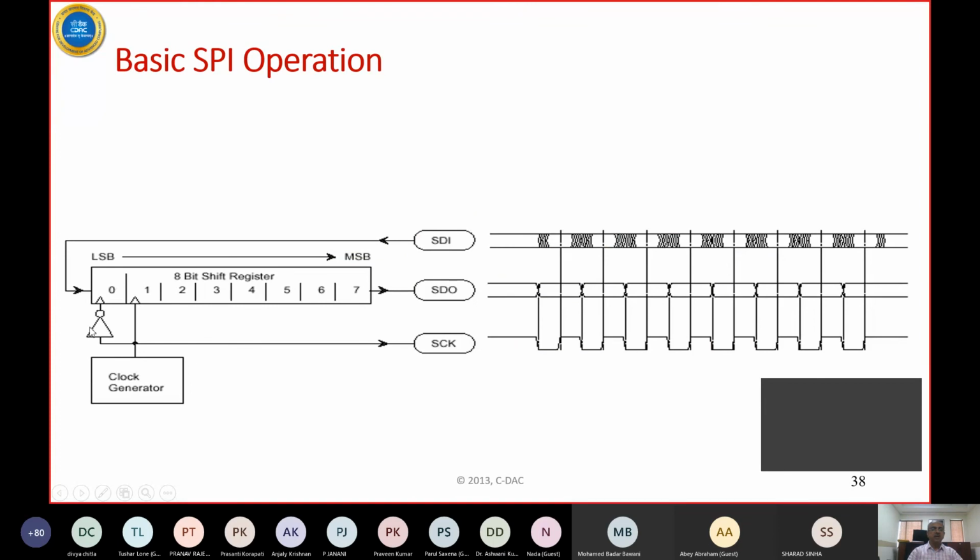There is a clock generator. The data is loaded in parallel but shifted out serially. Only 8 clocks are sent. Precisely 8 clocks are sent, at the end of which the data between this shift register and the shift register on the other side gets exchanged.